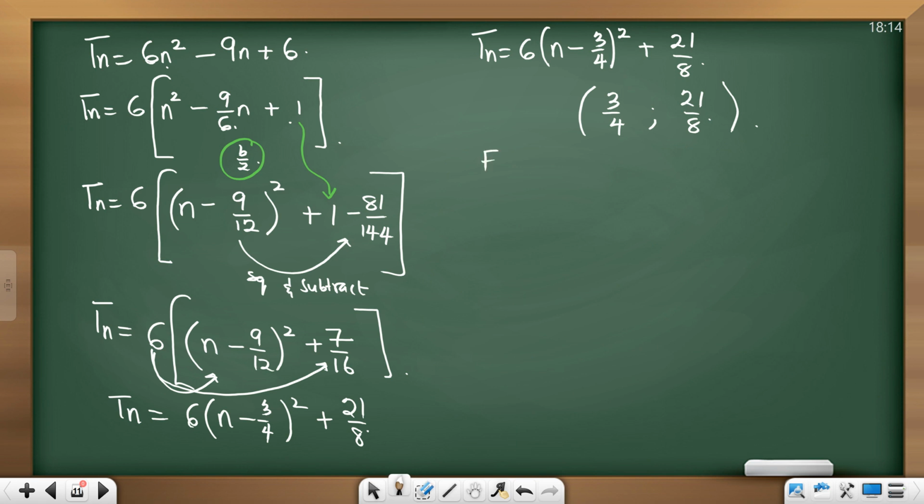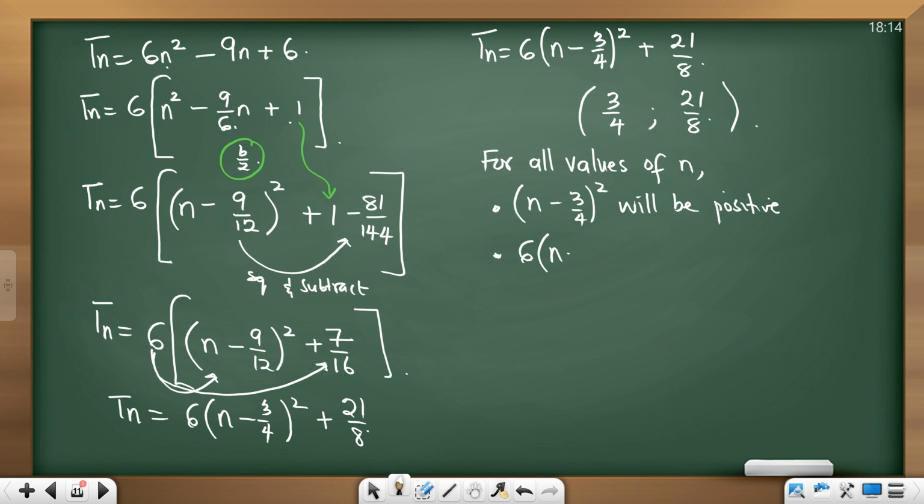Right. So you would see that for all values of n, I'll still stay on this question. 6 times n minus 3 over 4 squared will be positive. All values of n minus 3 over 4 squared will be positive because that's a square, right? That's number 1. Now, multiplying by 6 will increase the number.